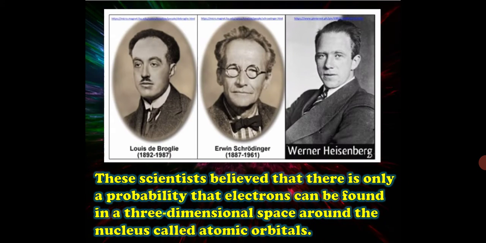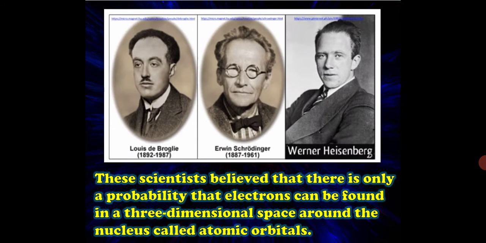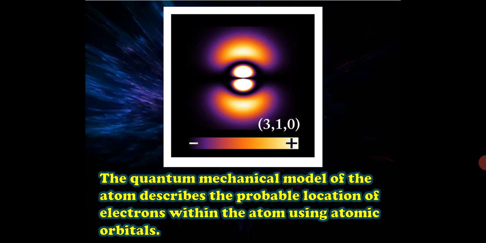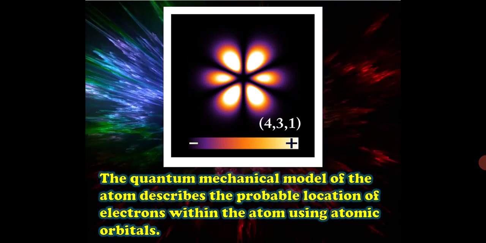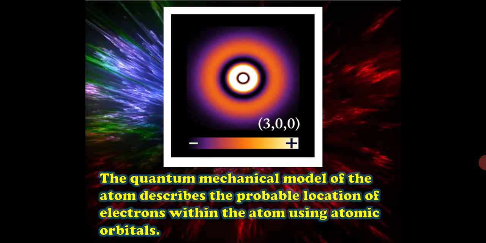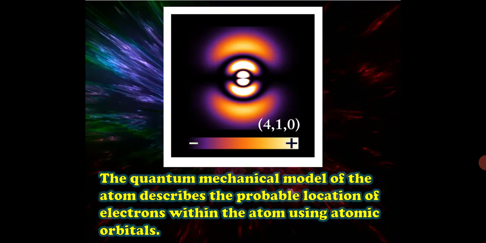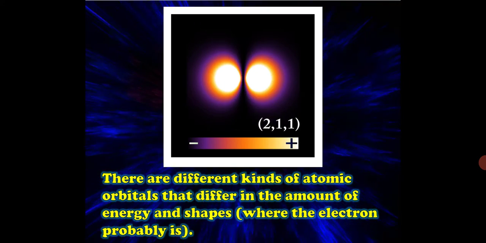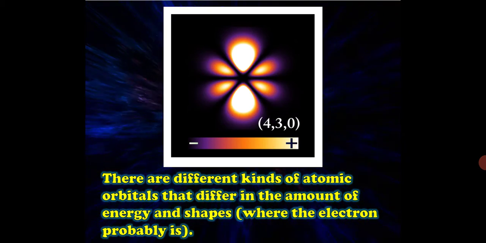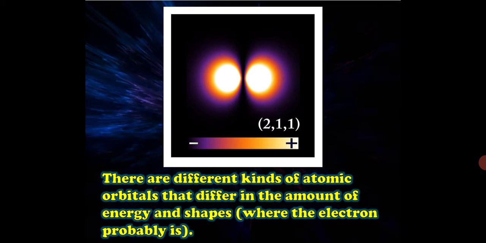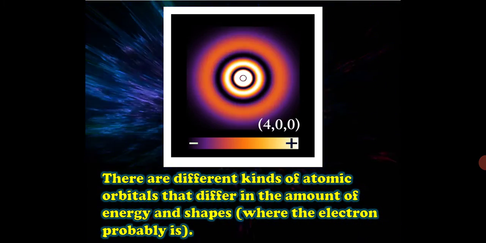So these scientists believe that there is only a probability that an electron can be found in a three-dimensional space around the nucleus called the atomic orbitals. The quantum mechanical model of the atom describes the probable location of electrons within the atom using atomic orbitals that you can see on the animation. There are different kinds of atomic orbitals that differ in the amount of energy and the shapes where the electron probably is.